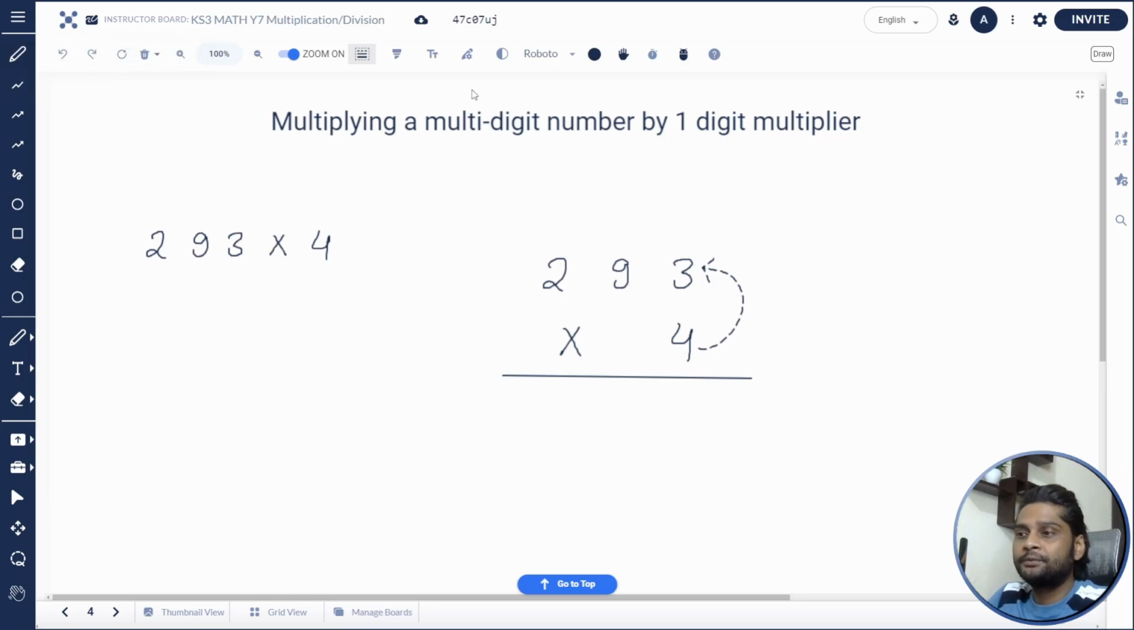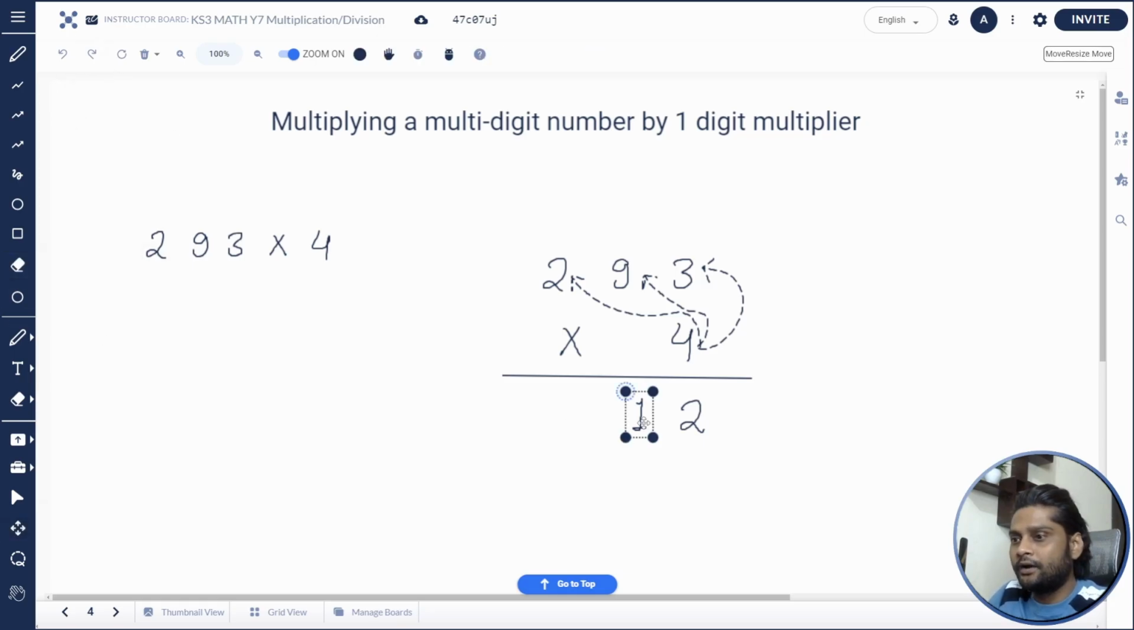So basically we have 3 steps. We have to multiply 4 to 3, we need to multiply 4 to 9, as well as we need to multiply 4 to this 2. So basically the multiplication will take 3 times. So 4 times 3 is 12. Now we don't have to write 12 here. As you have seen even in addition, this 1 will be carried to the next number. Okay. So now, once we multiply 4 to 9, we get 36.